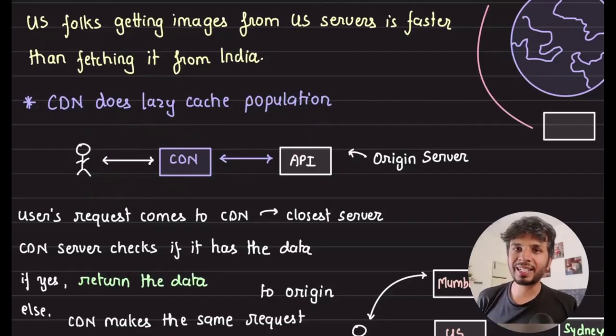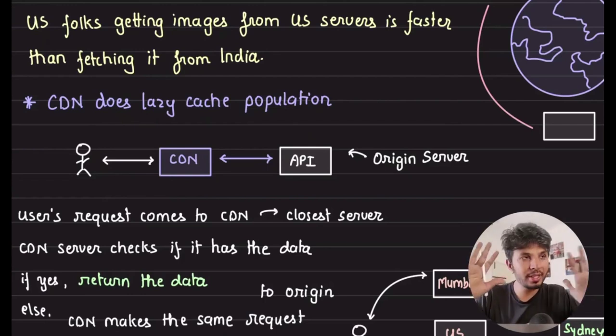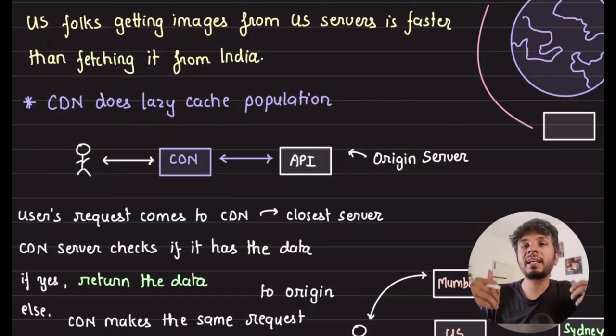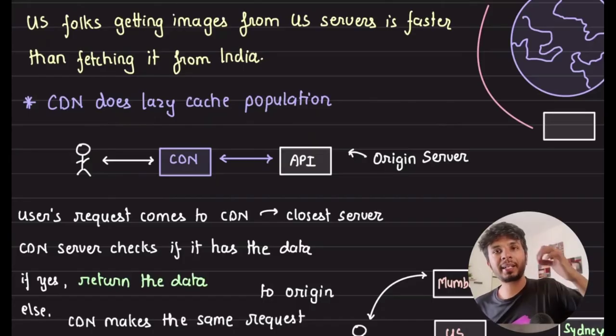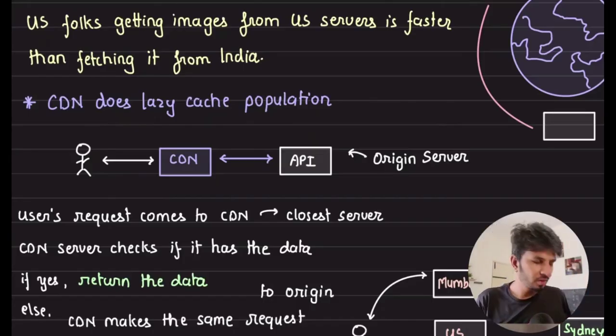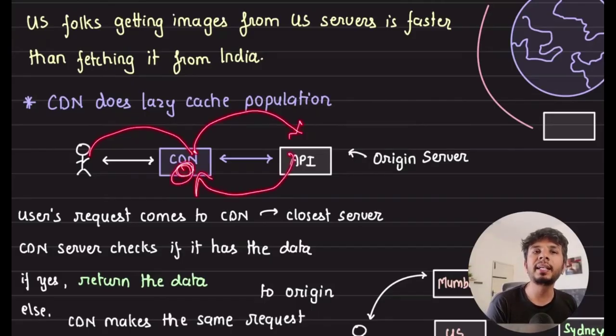And you could very clearly see how the CDN is doing lazy cache population. You are not eagerly pushing data to the CDN. You can, but in most cases, the most basic configuration of a CDN is always lazy population, where you are lazily populating the data in the CDN. So your request comes to the CDN, the CDN does not have it, it makes a call to the API, the API sends the data, the CDN caches it and then sends it back to the user.